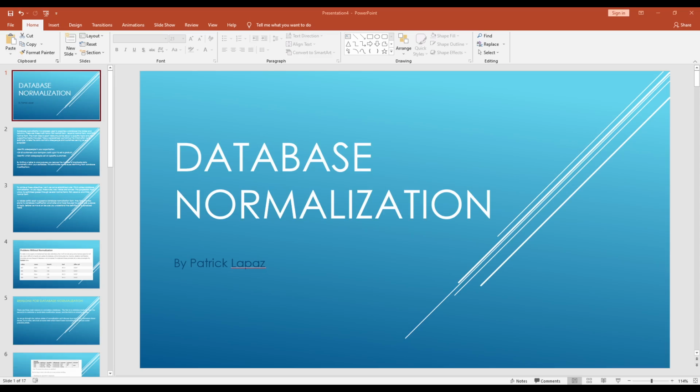Normalization is used for mainly two purposes: eliminating redundant, useless data, and ensuring data dependencies make sense, i.e. data is logically stored.